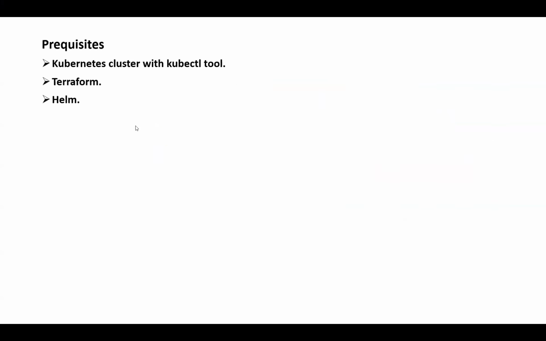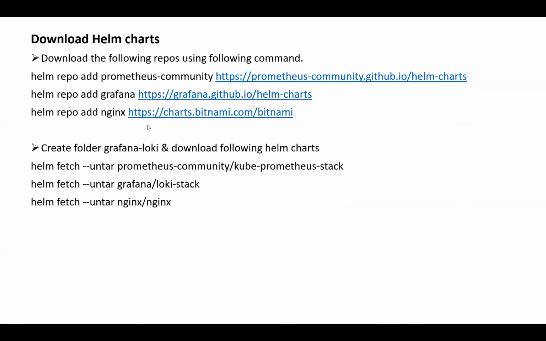So these are the prerequisites: a Kubernetes cluster with kubectl tool installed, Terraform, and Helm. To begin with, we need to download the Helm repos of Prometheus community, then Grafana and Nginx. Then we'll create a folder Grafana Loki and we'll download the following charts. So let's begin.